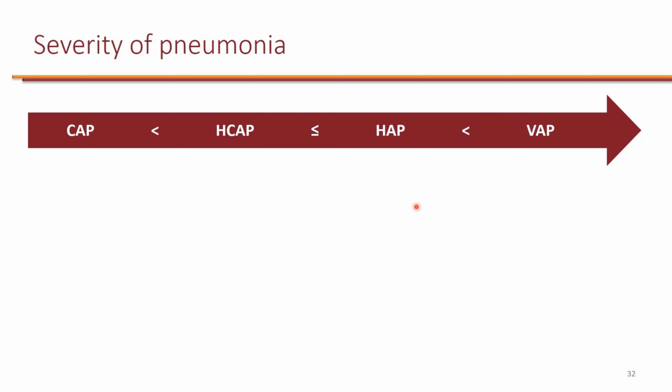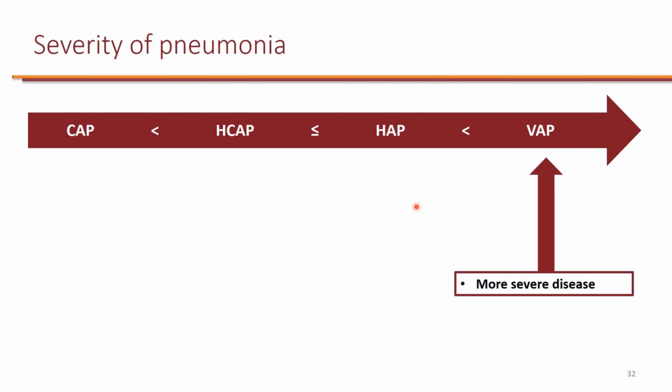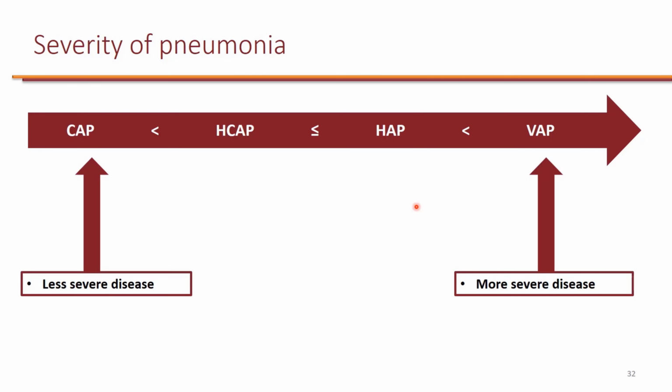So I would rank different types of pneumonia like this. Ventilator-associated pneumonia is the more severe disease, and community-acquired pneumonia is a less severe disease relative to other types of pneumonia. So if community-acquired pneumonia is a less severe disease, where exactly should patients with CAP be treated?